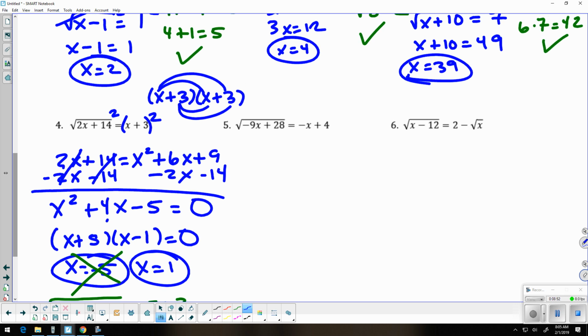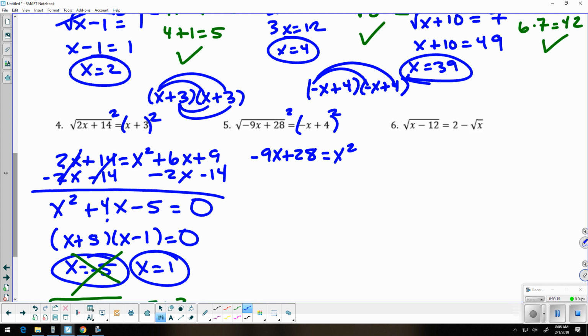So the radical's already isolated. I'm just going to simply square both sides, jump right into that step. So again, when you square the right-hand side, you've got to FOIL this out. But on the left-hand side, you would have negative 9x plus 28. Again, no more radicals since we squared it. And now negative x plus 4 times another negative x plus 4. What's that going to be? We get positive x squared, and then negative 4x, so minus 8x plus 16.